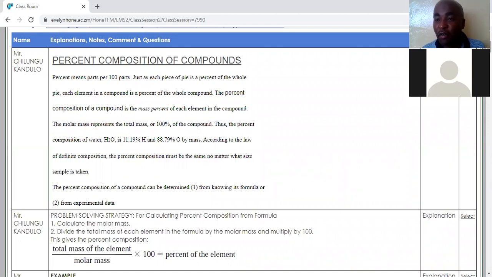So the percent, like for water, [inaudible remark about the iPhone and mic].